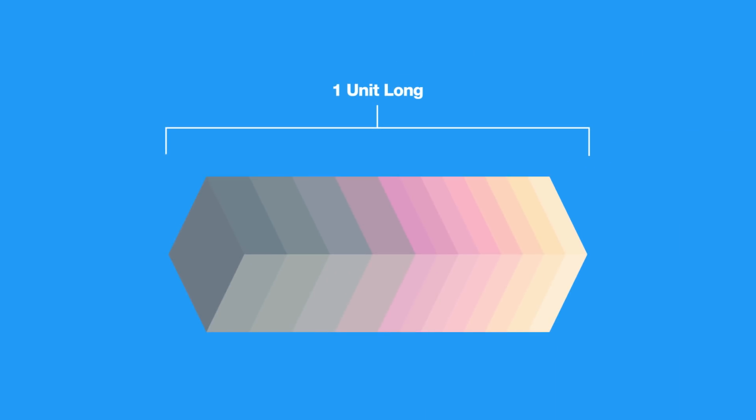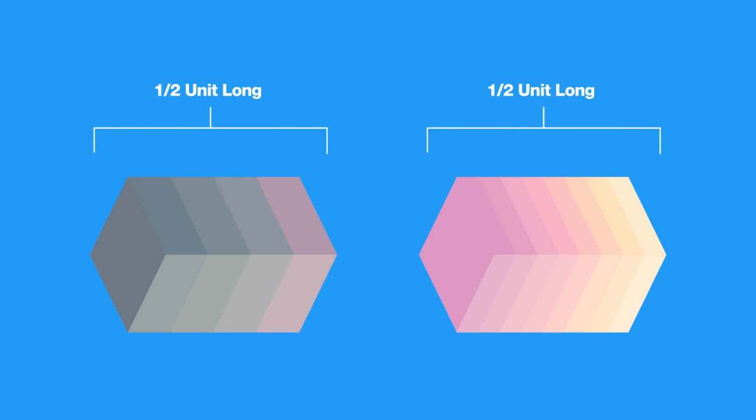Imagine a block of certain length, which we'll call 1 unit long. Let's say we want to divide this block into 2 pieces that are as equal as possible. The solution is simple. You would simply make a cut exactly down the middle of the block. This creates 2 blocks that are each half of the length of the original block, or half a unit long. What if we'd like to have 4 blocks that are as equal as possible?